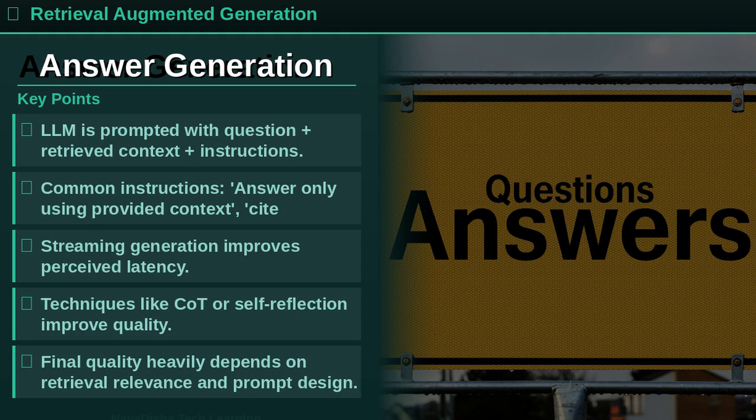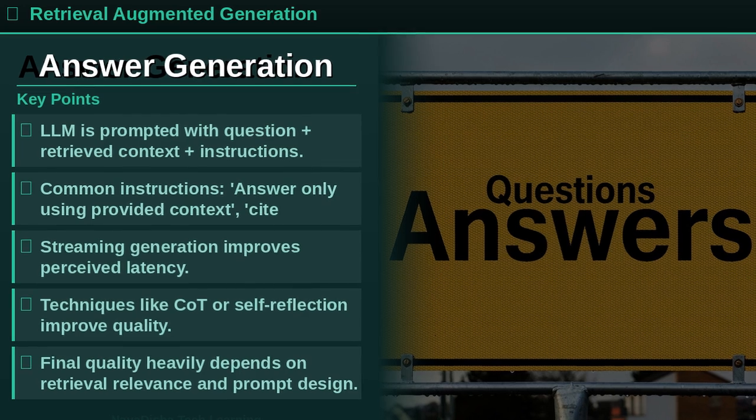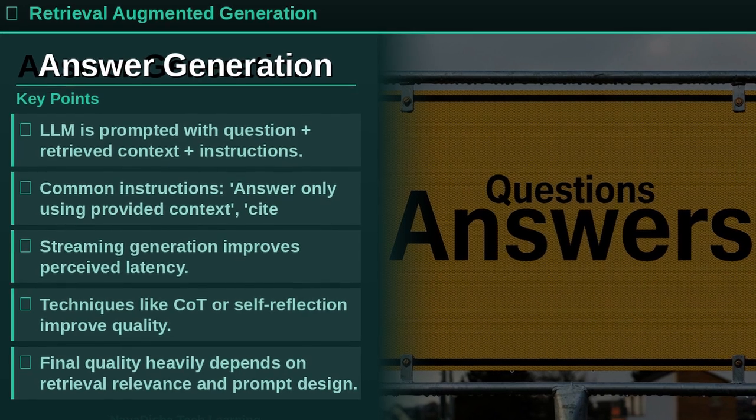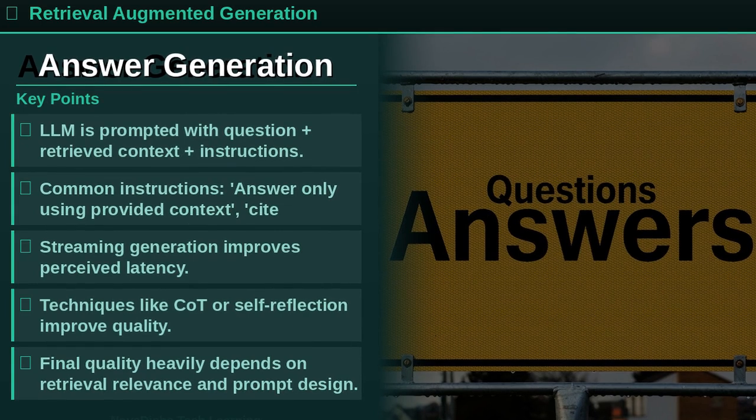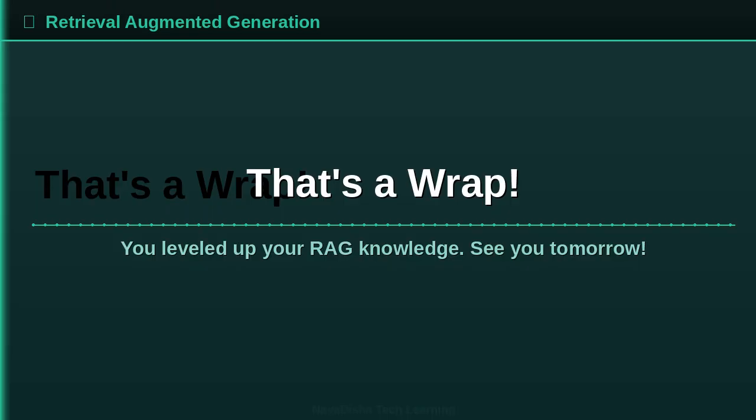Point 4. Techniques like COT or self-reflection improve quality. Point 5. Final quality heavily depends on retrieval relevance and prompt design. And that is answer generation explained.